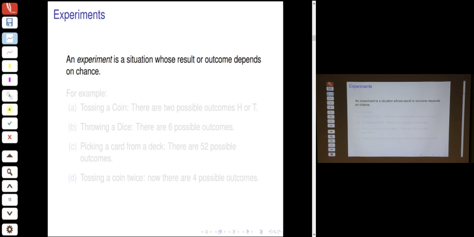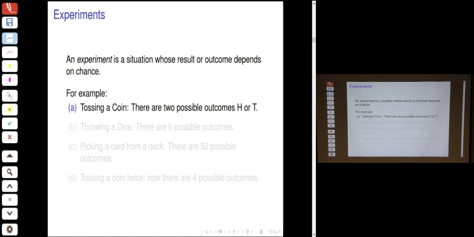Okay, so now we want to introduce some names which are quite natural. In this lecture, I'll call an experiment a situation whose result or outcomes depend on chance. Just call it the experiment. I'll call it an experiment.